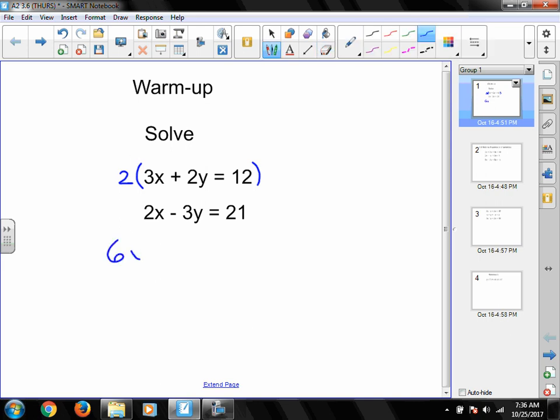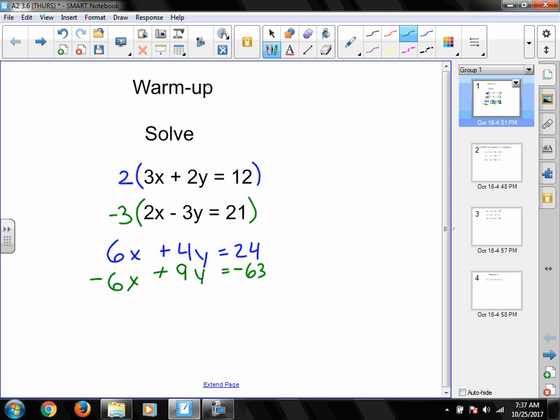Remember, I distribute through this entire equation, so you're going to get 6x plus 4y is going to be equal to 24. Now, I need to get this 2x to be a 6, but remember, if I'm going to use my elimination method, I need to have opposite signs. So instead of just multiplying by a 3 to get that 2x to go to a 6x, I'm going to multiply by a negative 3. You're going to get negative 6x plus 9y is going to be equal to negative 63.